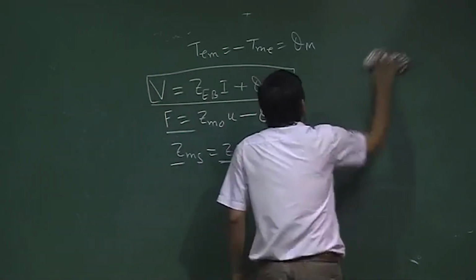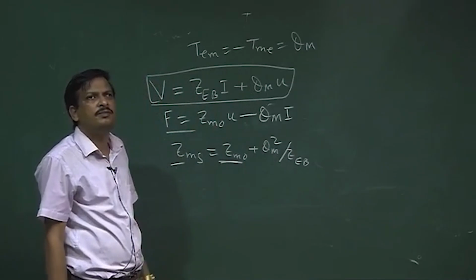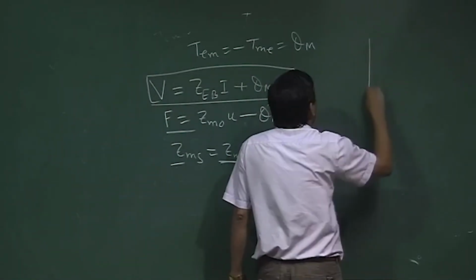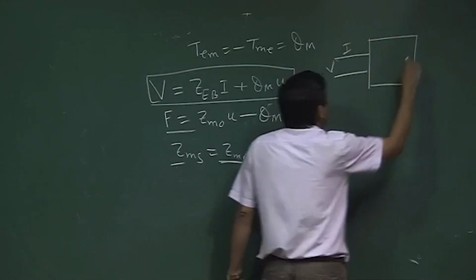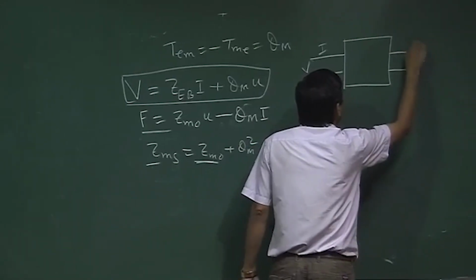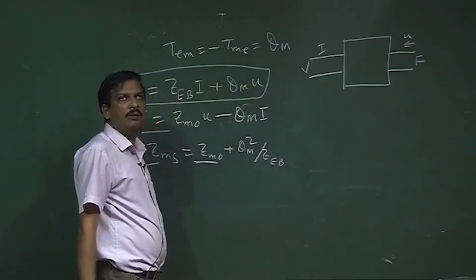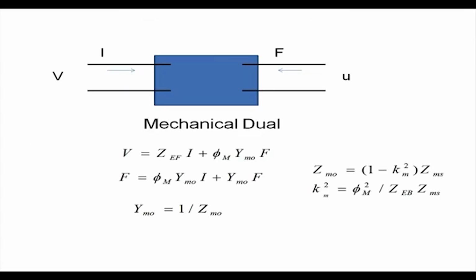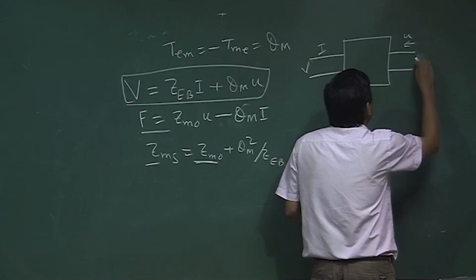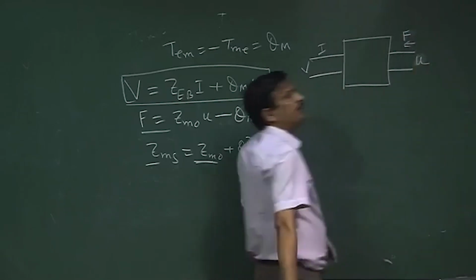Okay. Now, how do you realize it? How do you explain it? Minus phi m into I. We said I have a two port network. This side is electrical, with applied voltage V and current I. This side is mechanical, with force F and mechanical velocity U. There is a principle called mechanical duality. Instead of that, can I do it like this? Instead of force, I can change it to U and say F is here.